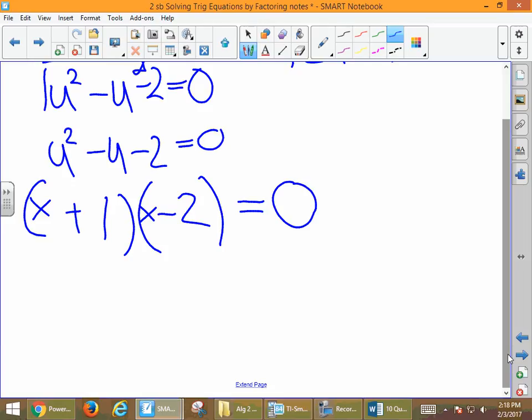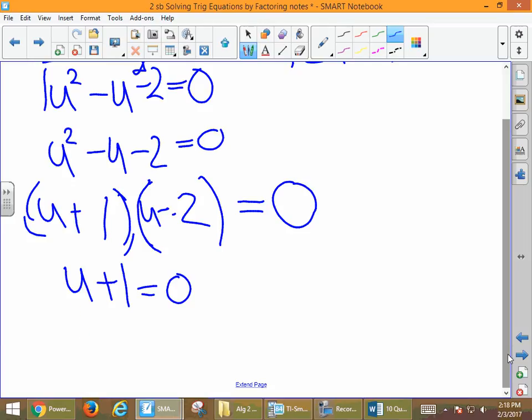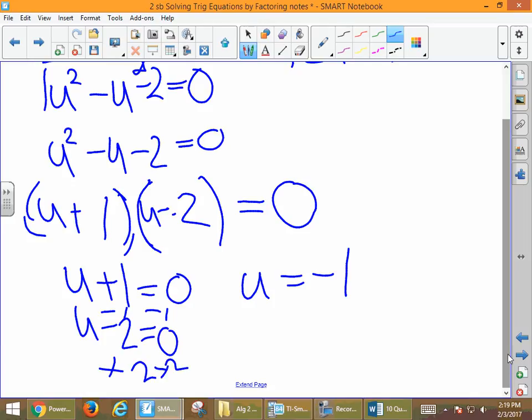Okay, and so we can set both of these equal to 0 now. Oh, I switched my variables, I'm sorry. So once again, U is not important, it's just a variable. And so we can set U plus 1 equal to 0, and U minus 2 equal to 0. And once again, if you skip this step, it's okay, you're just smarter than the rest of us. And so you can subtract 1, and we have U equals negative 1, and add 2, and we have U equals 2.